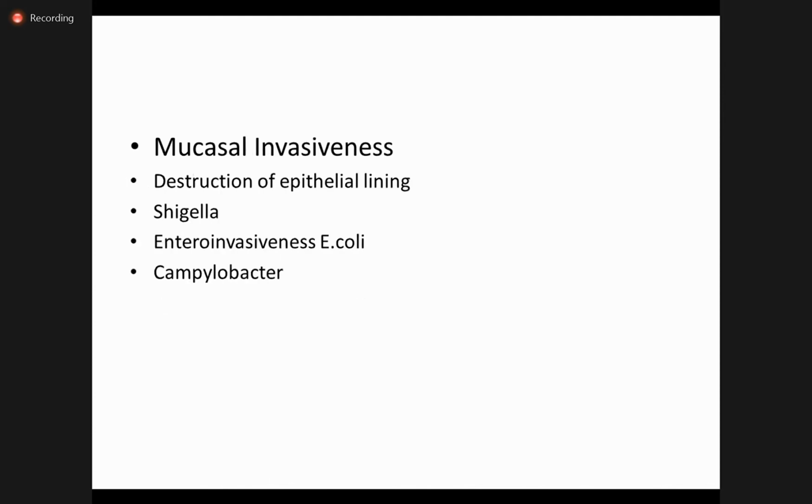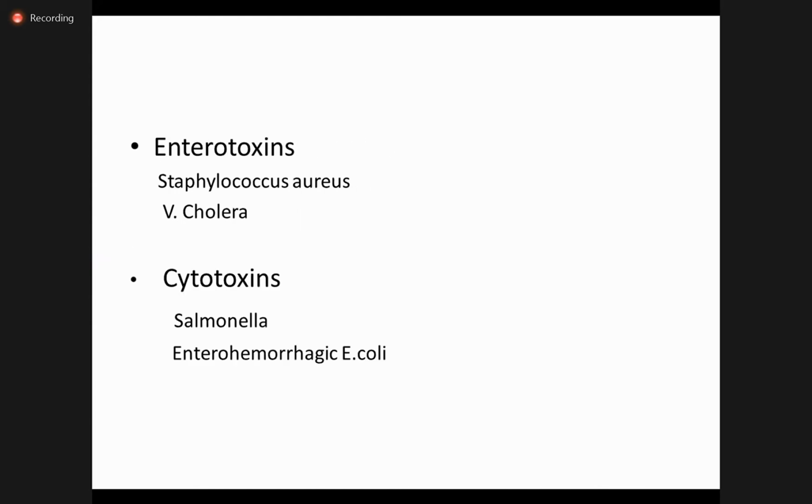Mucosal invasiveness: there is a destruction of the epithelial lining, and this is more common with Shigella, which causes bloody diarrhea. Enteroinvasiveness is seen with E. coli and Campylobacter jejuni. Enterotoxins are released by Staph aureus and Vibrio cholerae, and cytotoxins are released by Salmonella and enterohemorrhagic E. coli. Bacterial causes of watery diarrhea and dysentery.